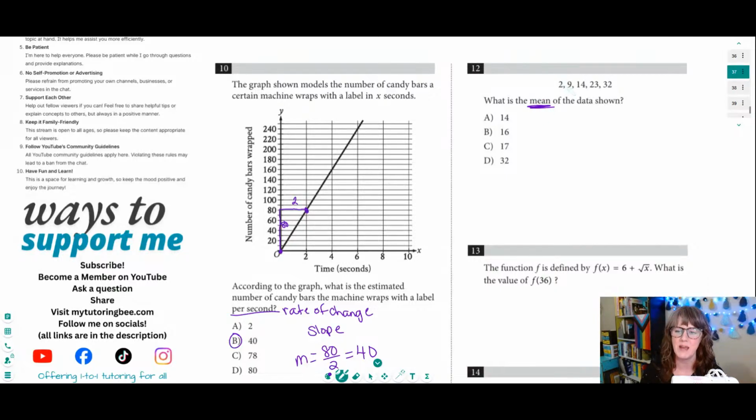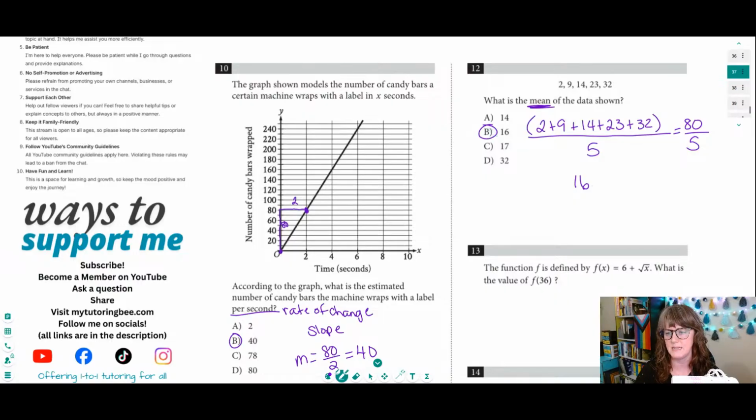So this is the one where we have to add all of our data points and then divide by the numbers that we have. So let's go ahead and add. I'm gonna just calculate this on my calculator, but I will write it out here just so that we know what we're doing. So we're gonna add all of this up, and then we're going to divide by 5. That's how many data points we have. So we've got 2 plus 9 plus 14 plus 23 plus 32. That gives us 80, and 80 divided by 5 gives us 16. So our mean is 16.